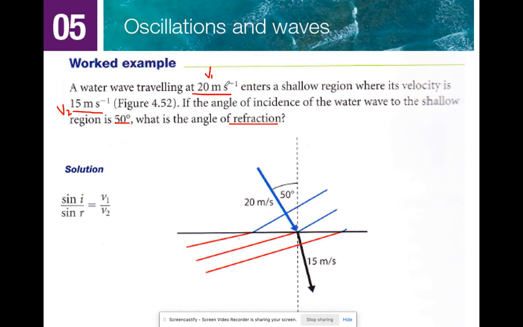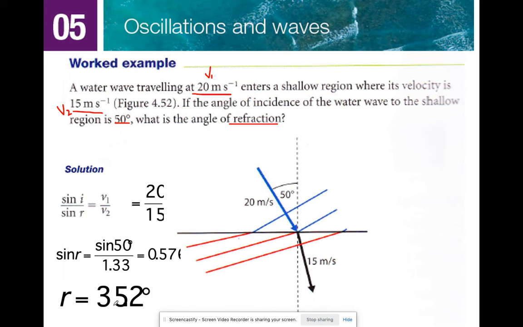This is your V1. This is your V2. You have the sine of this angle. Oh, did it get a little cut off there? But basically, if you do that, you're going to find the ratio of velocities to be 20 over 15, right? So that is 1.33, and then you solve for the sine of r, and it's 0.576. Okay, sorry, got a little cut off there.